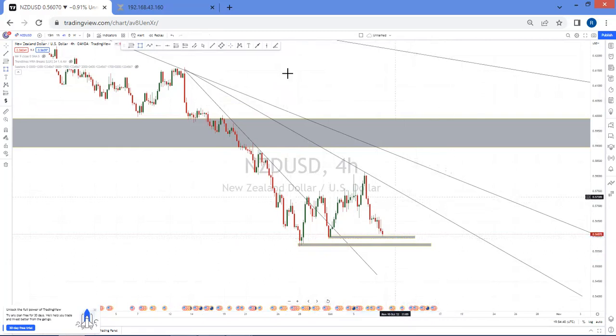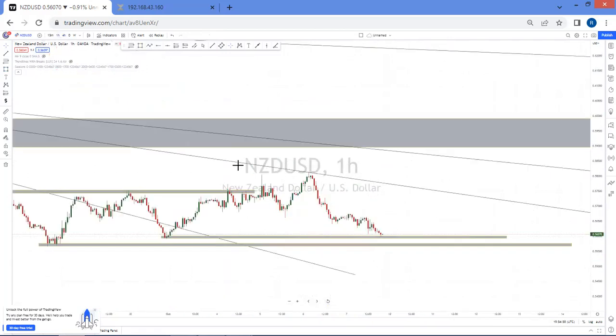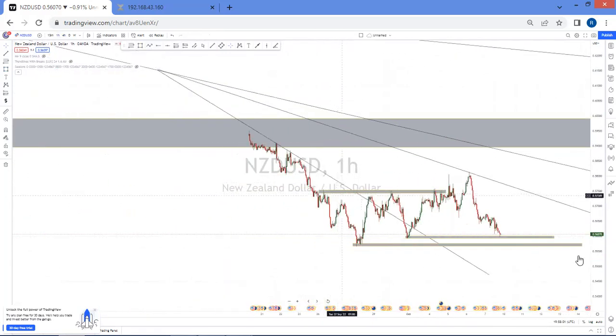Okay, so the market created some liquidity here for us. Market created some liquidity here for us too. So the reason for creating this liquidity I will explain. Let me go to 1 hour time frame so you understand better.